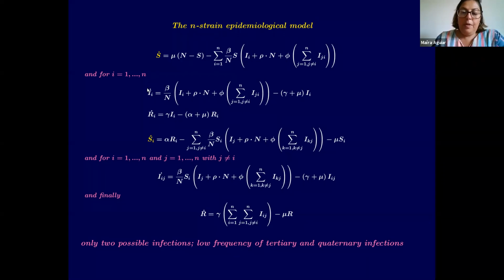Okay? It becomes infected for the first time, recovers, becomes seropositive after temporary cross-immunity, and gets a secondary infection with a different strain J after seeing a strain I. That's the system. It looks terrible, but it's really simple to understand. And what is that? It's an SIR model with strain structure. Only that.